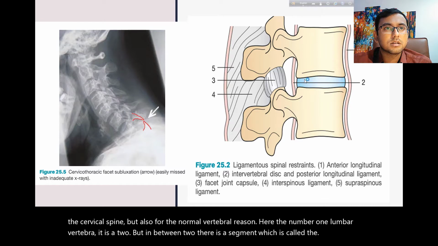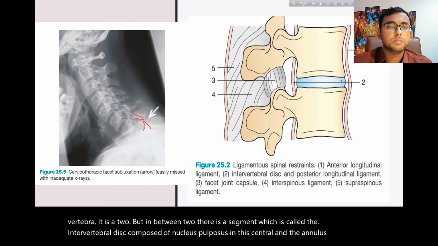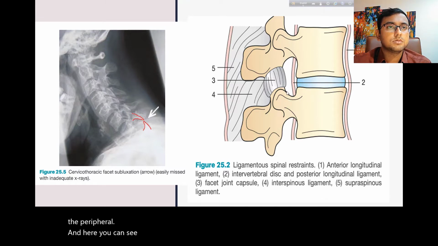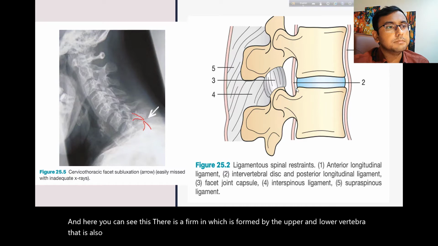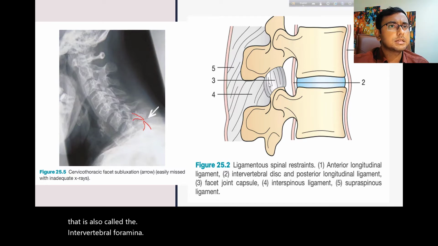intervertebral disc, composed of the nucleus pulposus in the center and the annulus fibrosus in the periphery. And here you can see there is a foramen formed by the upper and lower vertebra, which is also called the intervertebral foramen. And here are some ligaments.